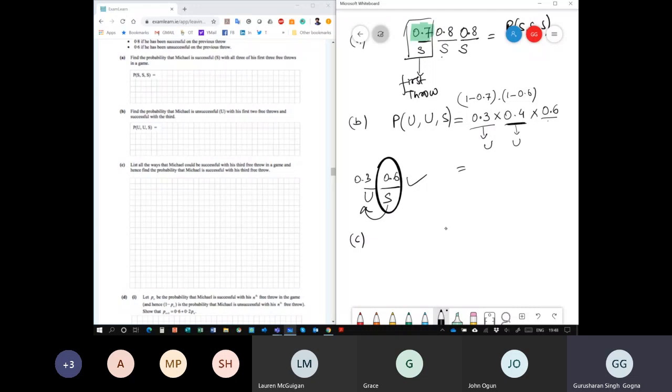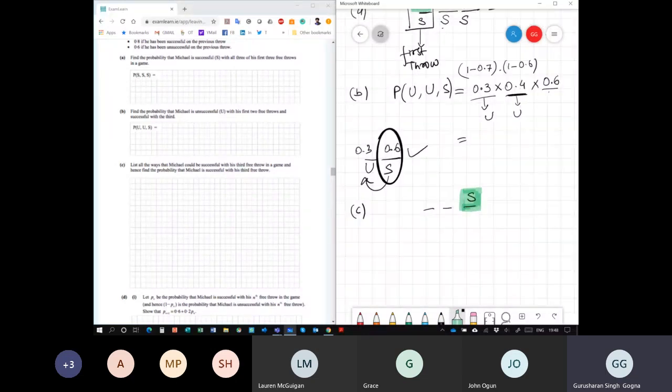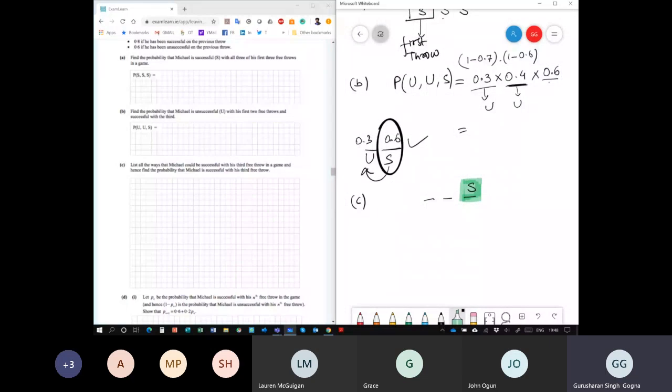Okay, third time he has to be successful. Find the probability that Michael is successful with his third free throw. So this is fixed. In the third free throw he has to get a success, but you need to find out the total probability, and total probability is based on what you consider in the first 2 attempts. First 2 attempts could be anything. So what are the possibilities for the first 2 attempts?